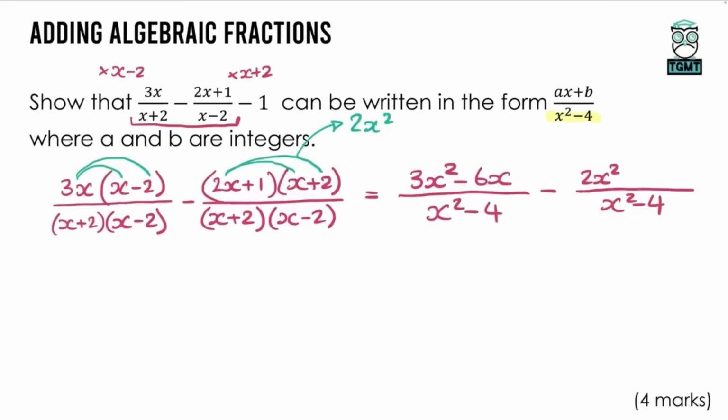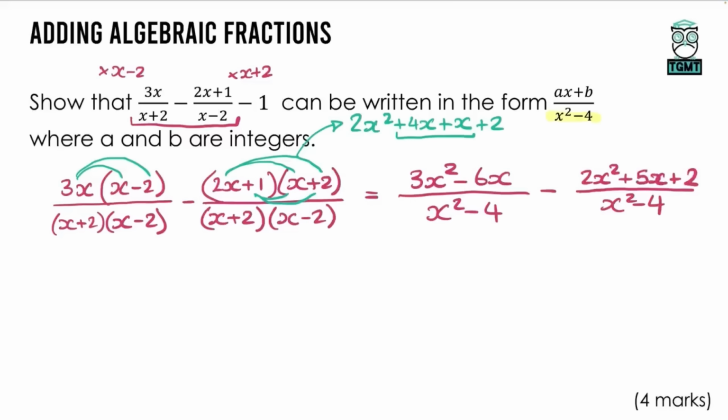2x times 2 is going to be 4x. Then 1 times x plus 1x. And 1 times 2 is plus 2. So we just want to join these middle pieces together. That'll be 5x, so we can write that on the numerator now: plus 5x plus 2.